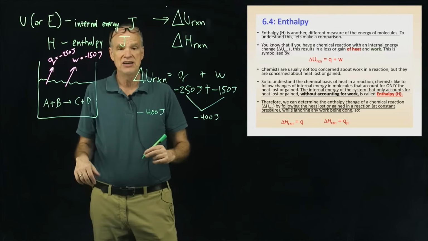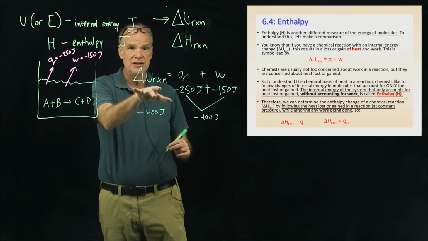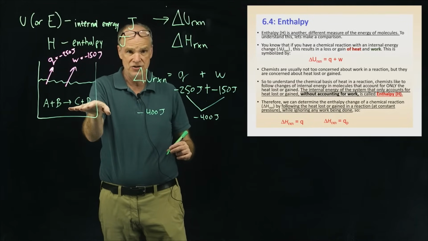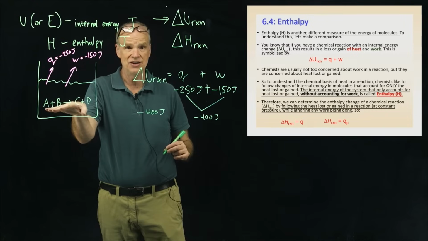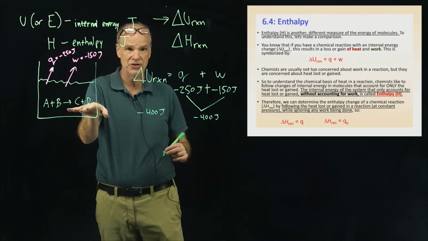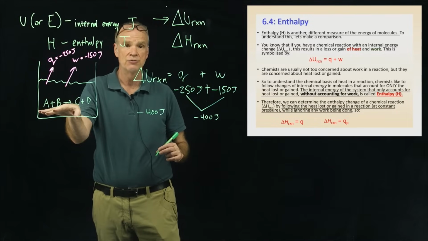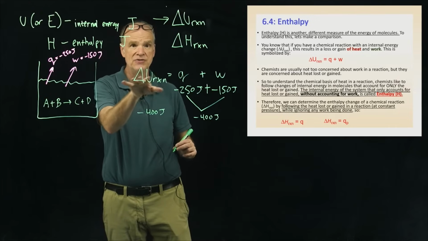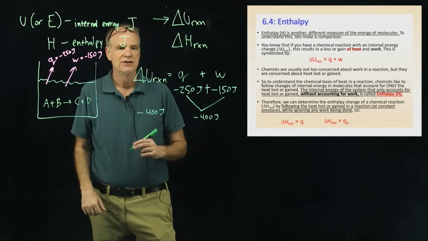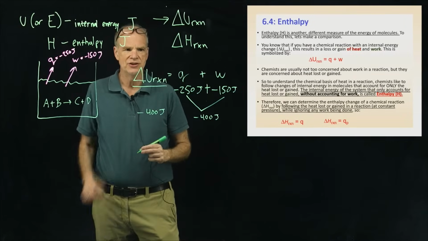That makes sense because you might remember that the change of internal energy of a chemical reaction is the final energy of the products minus the initial energy of the reactants. The products here must have 400 joules of energy less than the reactants, and so the change of internal energy of the reaction must be negative 400 joules. Okay, so we just figured out what the change of internal energy of the reaction is.